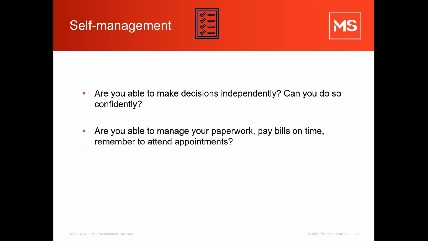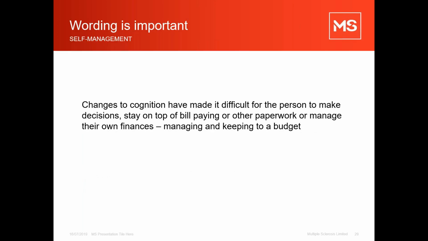Think about how you manage your paperwork. Do you struggle to get your bills paid on time? Do you forget to get to doctors or other important appointments? Do you struggle to manage your own finances? Have a think about all these things. And some wording here that helps is: the person has had changes to their cognition which have made it difficult for them to make decisions, stay on top of bill paying or other paperwork, or manage their own finances. And that could include things like having difficulty managing and keeping to a budget.